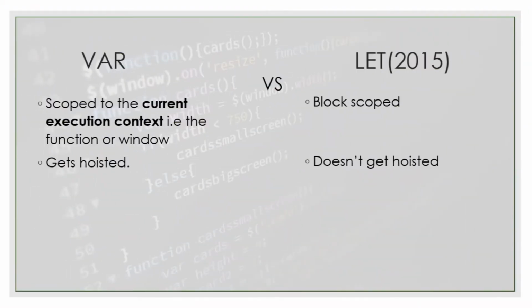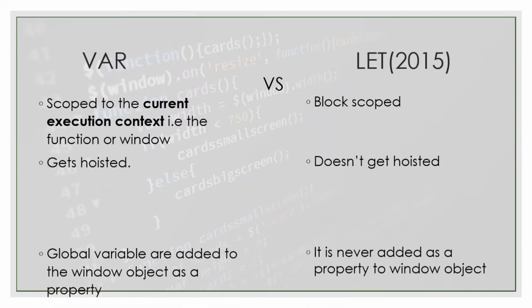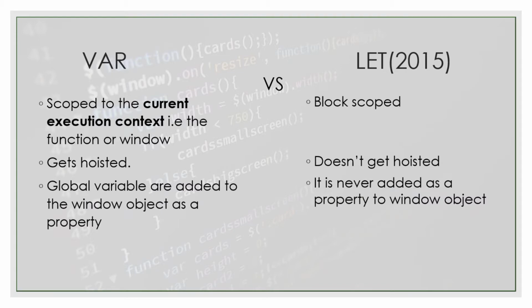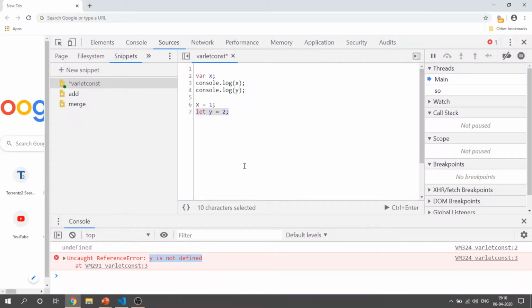Now coming back to the third difference, global variables declared with var are added to the window object as a property, whereas let never gets added as a property to the window object. What does that mean? So let's declare var x equals to 1 and var y equals to 2. Let's say, let's make it let.